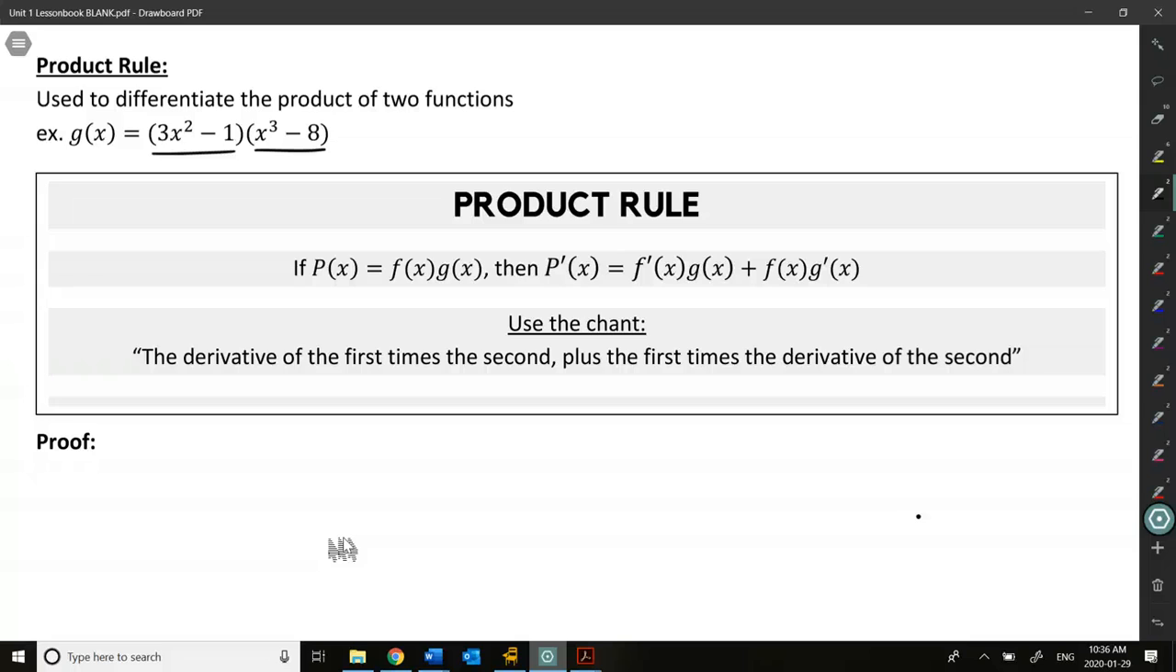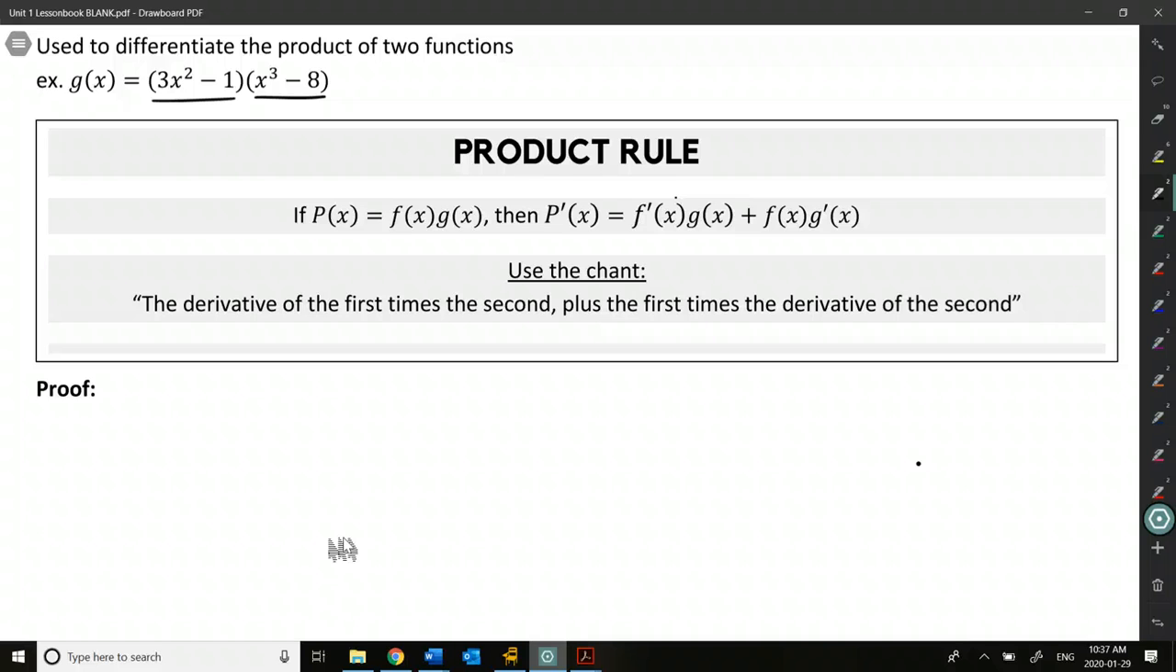So the product rule of two functions that are being multiplied is going to be, so we're going to use a little chant. It's going to be the derivative of what's in the first bracket times the second bracket as it is, plus the first bracket as it is, times the derivative of the second bracket. So we use the little chant, so you're going to remember this in your mind. Derivative of the first times the second, plus the first times the derivative of the second.